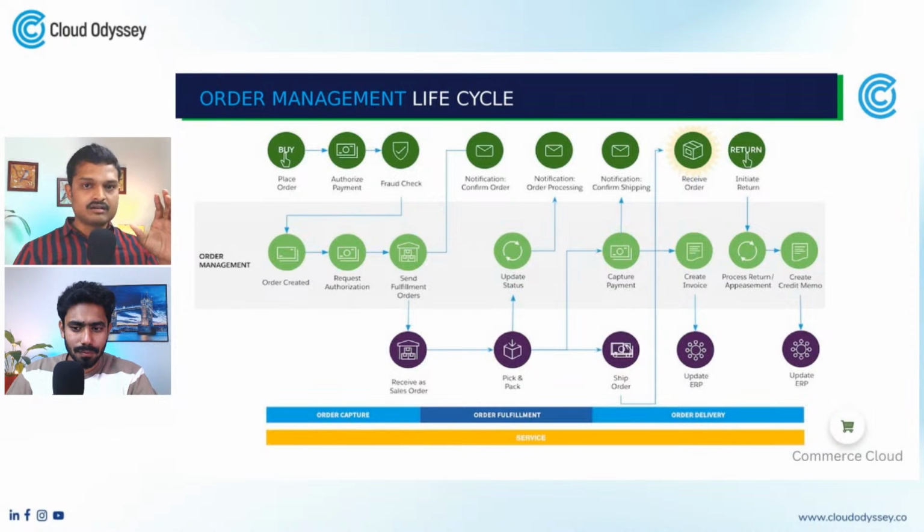You will place the order, and from the e-commerce site itself, the amount will get authorized, which means that the amount will get blocked from your account, and then the order will get placed. Once the order is placed, that order will enter into the order management system. You can see the grayed out section here highlighted, right?